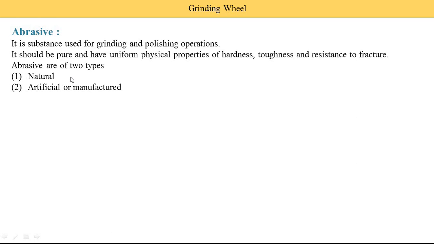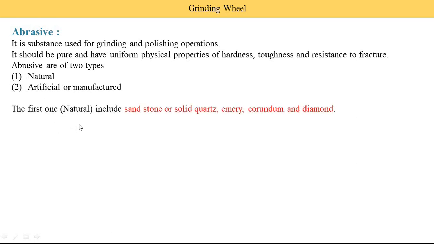Artificial means it is manufactured or created in some industries. Now, the first one, natural, includes sandstone, solid quartz, emery and diamond. So these are naturally available on earth. This type of material is used as abrasive material in grinding wheels.